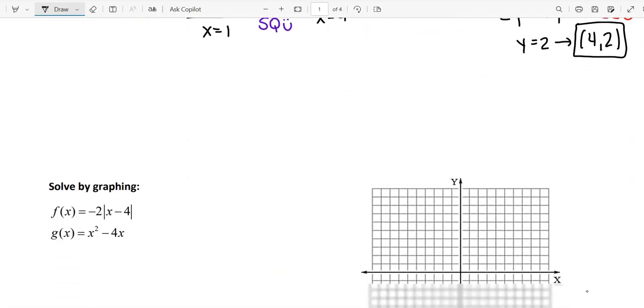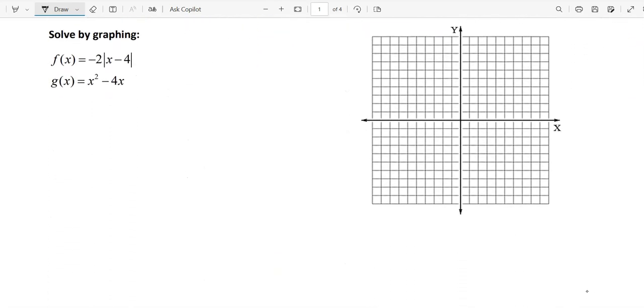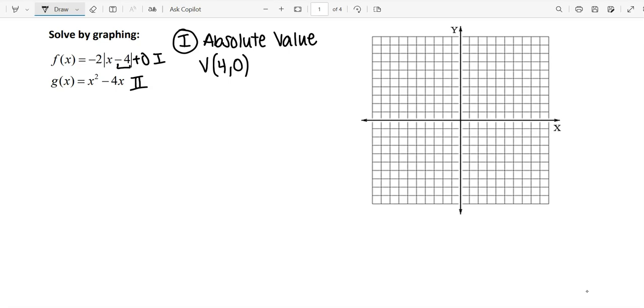And so the bottom says solve by graphing. I've got equation number 1 and equation number 2. For equation number 1, I know that that's absolute value, which means that it should look like a V shape when I graph it. For absolute value, you have a vertex. Opposite of negative 4 is positive 4. And there's actually a plus 0 out here, and so my vertex is 4, 0.